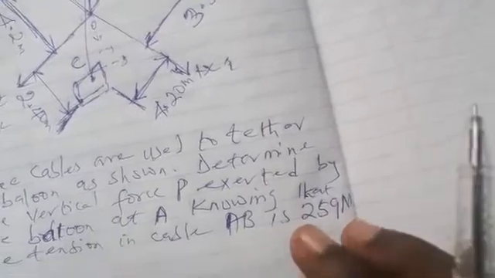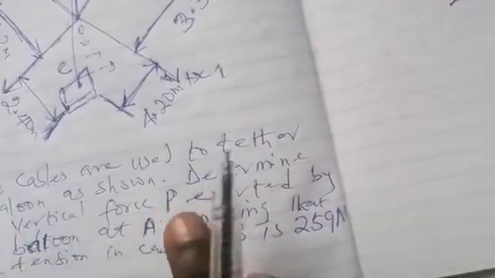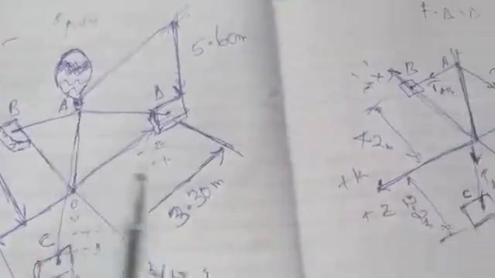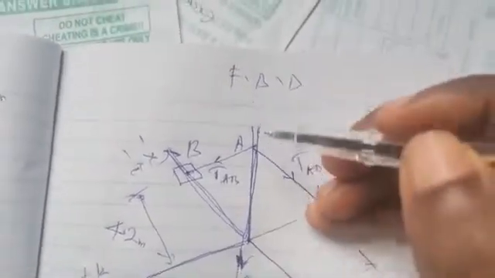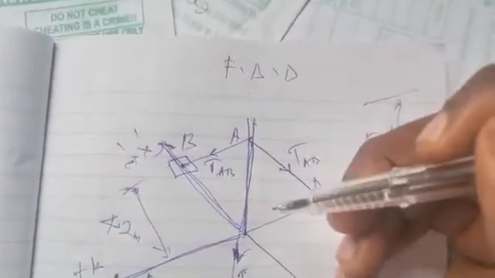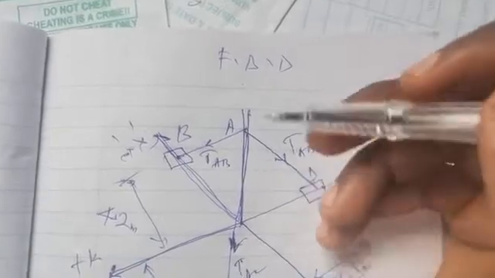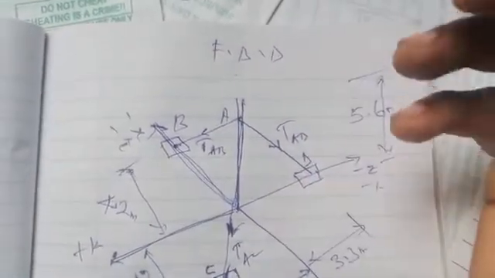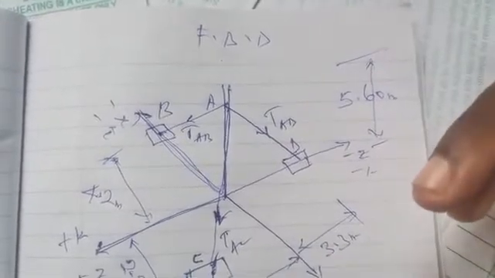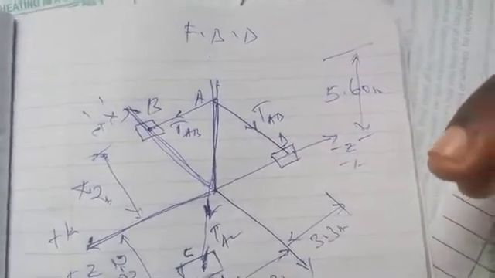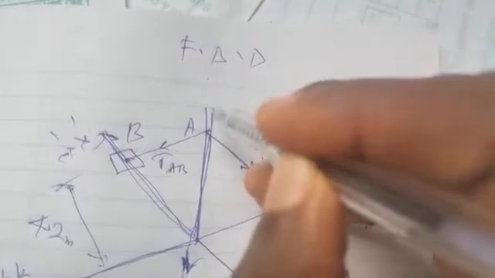And the question says determine the vertical force P exerted by the boat at A. So at point A we have a force P, and that force is vertical. We cannot assume which way it points; it could be pointing upwards or downwards. If you choose the upward direction and get a negative answer, it only means the direction you assumed was wrong, but the answer will always be correct.